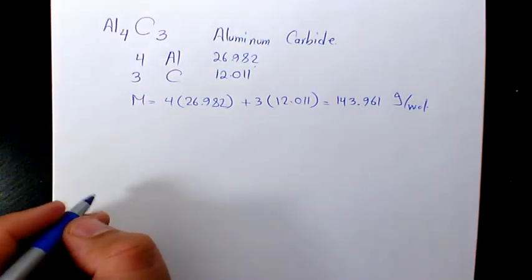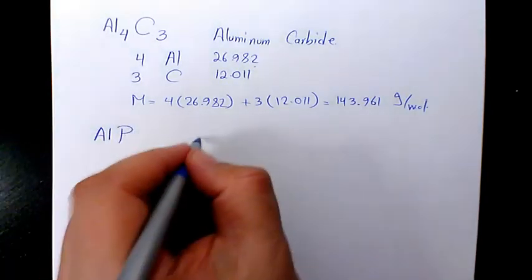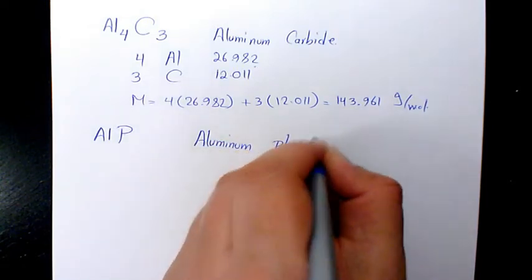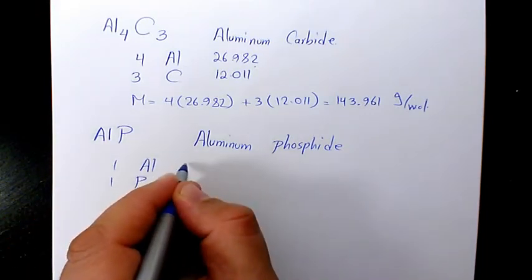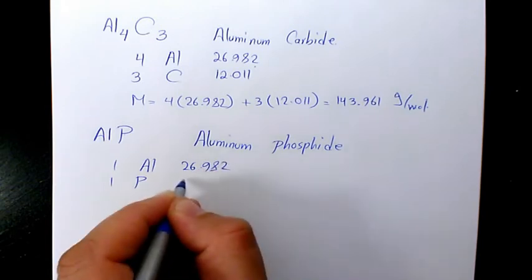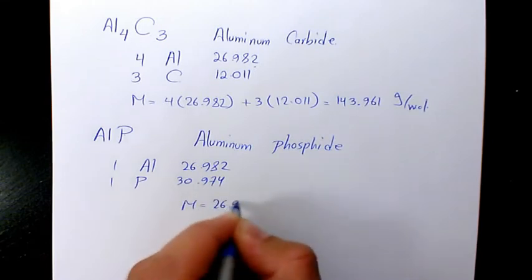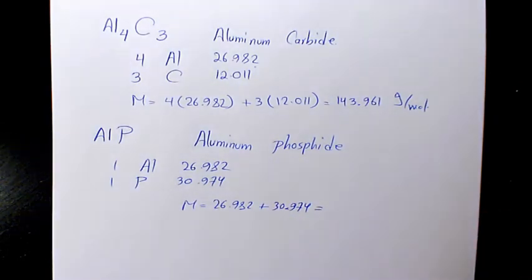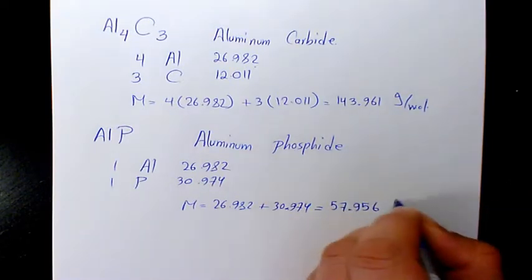Next one will be aluminum phosphide, AlP. That's it. Aluminum phosphide. 1 atom of aluminum, 1 atom of phosphorus. So aluminum is 26.982. Phosphorus is 30.974. 26.982 plus 30.974 is 57.956 grams per mole.